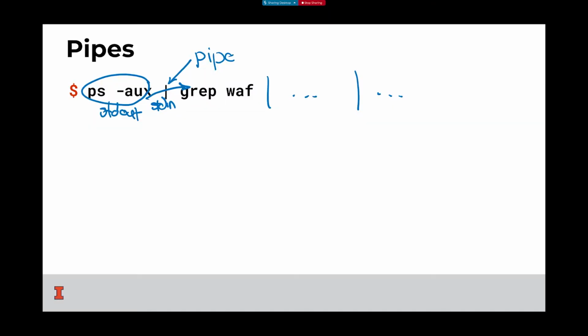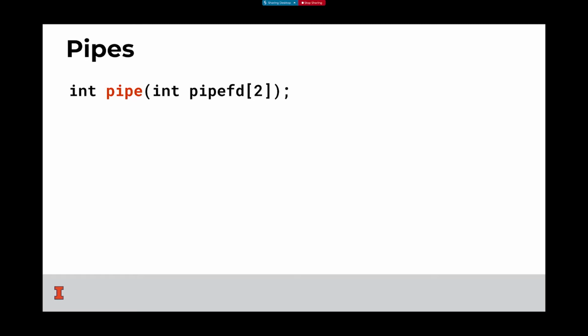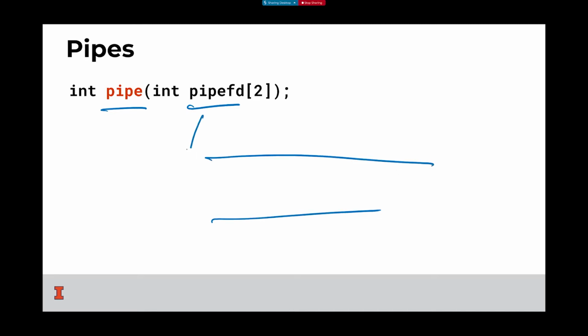The other thing is we can create pipes in C. We don't have to just create them on the shell. In C, there's just one simple library call called pipe. What pipe does is it takes in an array of 2 file descriptors, and it gives you back a read end of the pipe and the write end, so that we can send data between the two.